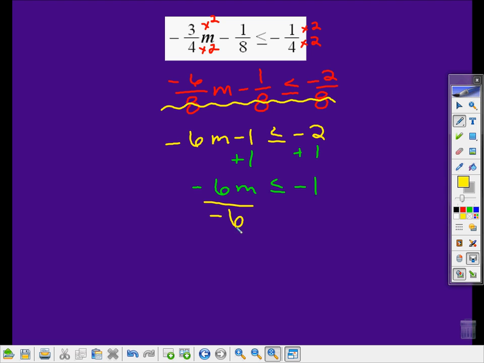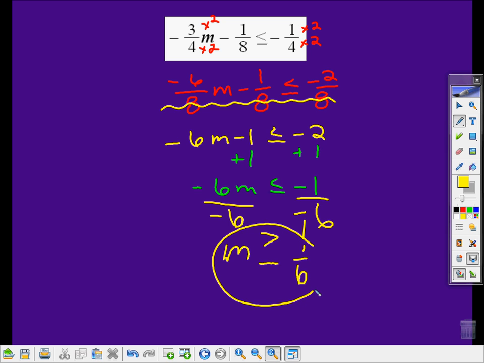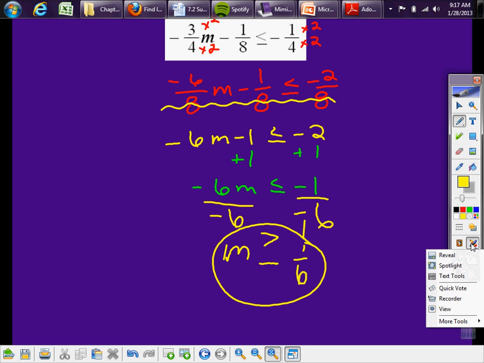Yeah, there we go. Divide by -6, divided by -6. Because I'm dividing by a negative, what do I have to do? Flip. So this is going to be greater than or equal to 1/6. So now we've got m is greater than or equal to 1/6. And that's your final answer. That was our last problem, and we are going to work on the worksheet now.